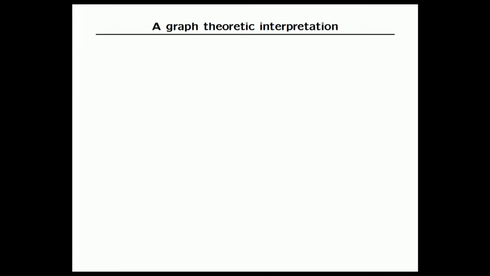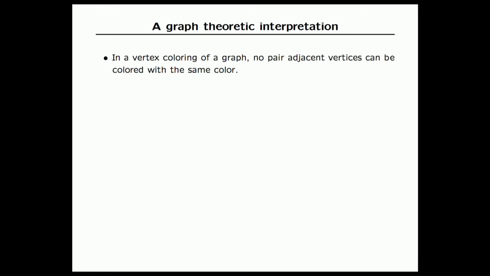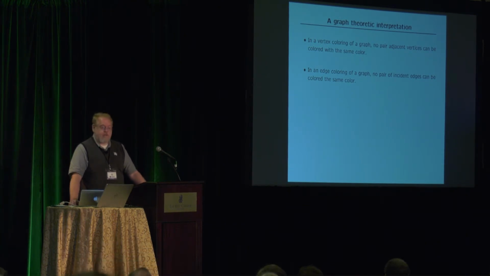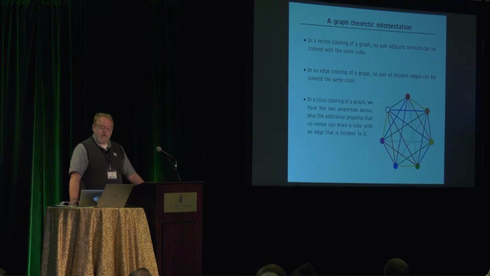Quick bit of graph theory about this. So you can talk about vertex coloring of a graph, so no 2 vertices that are connected by an edge can have the same color. Edge coloring, no 2 incident edges can share the same color. And with a total coloring, you want to put those together and also include the fact that no vertex can share the same color as an edge that meets that vertex.